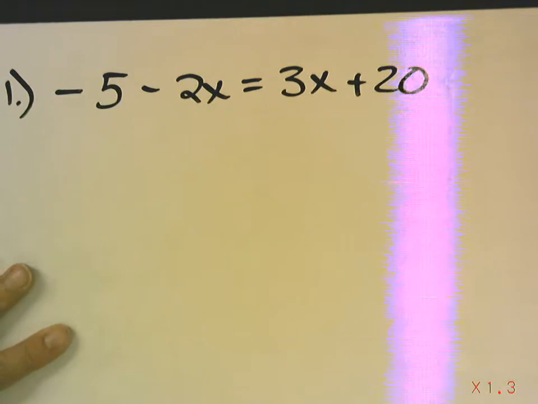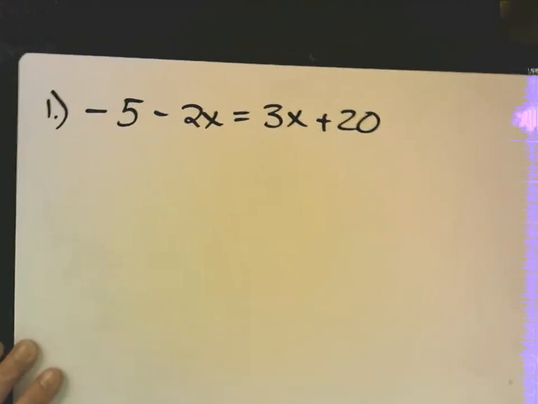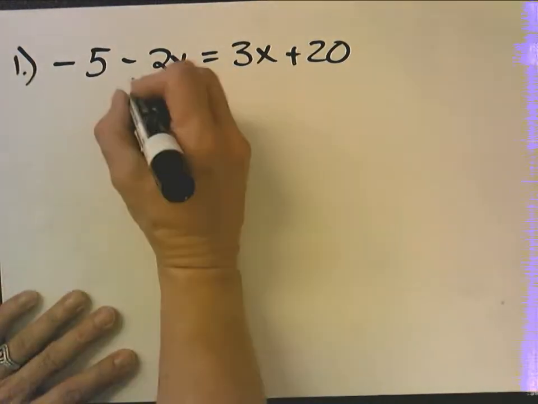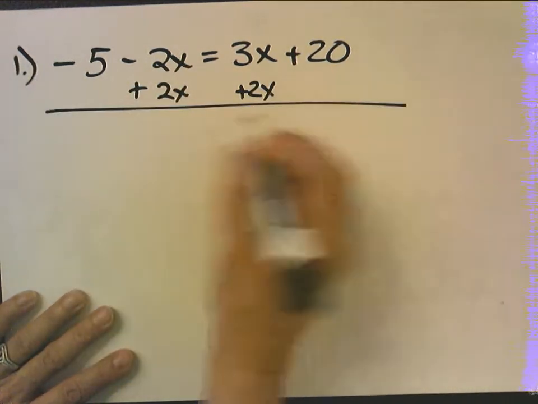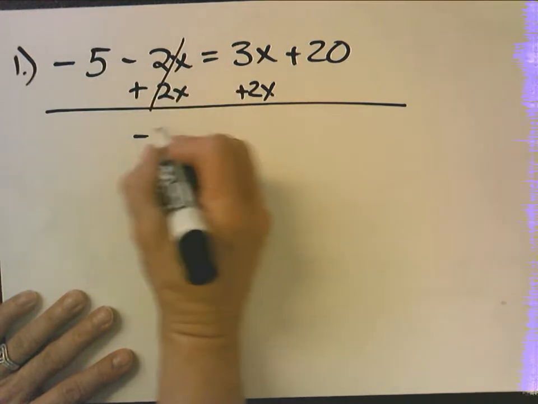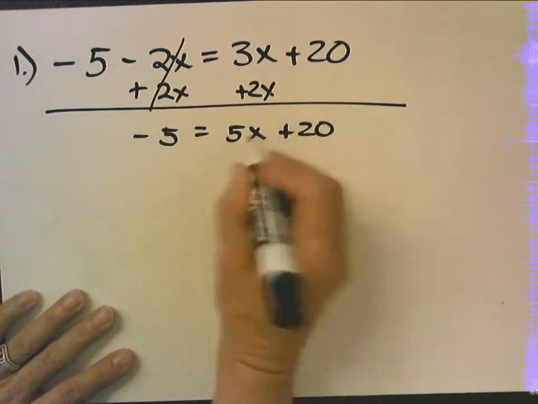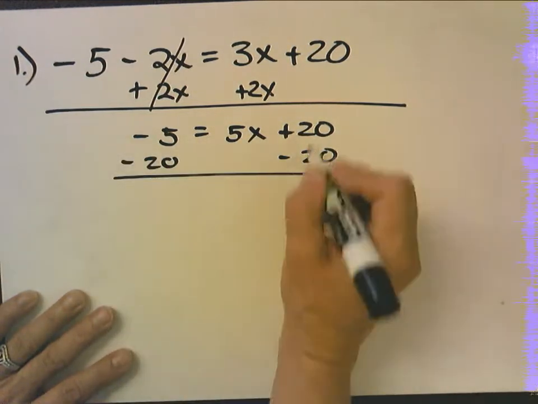Okay, so this one is pretty straightforward. What we're going to do is I need to get the variable on one side. So I'm going to add 2x to both sides. Now I could have subtracted 3x, but I like to keep my variable positive. Now I have to subtract 20 because I want to get my 5x by itself.